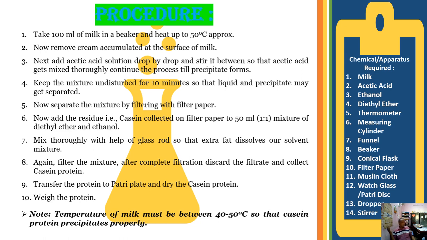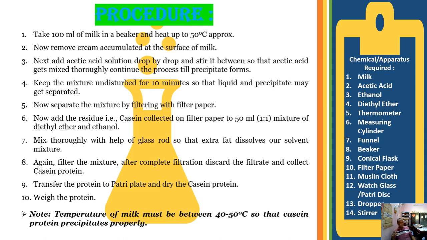We use muslin cloth for better result. Now number six, add the residue, that is casein collected on filter paper or muslin, to 50 ml of a 1:1 mixture of diethyl ether and ethanol. Now number seven is to mix thoroughly with the help of a glass rod so that extra fat dissolves in the solvent mixture. Number eight is to filter the mixture again. After complete filtration, discard the filtrate and collect the casein protein.